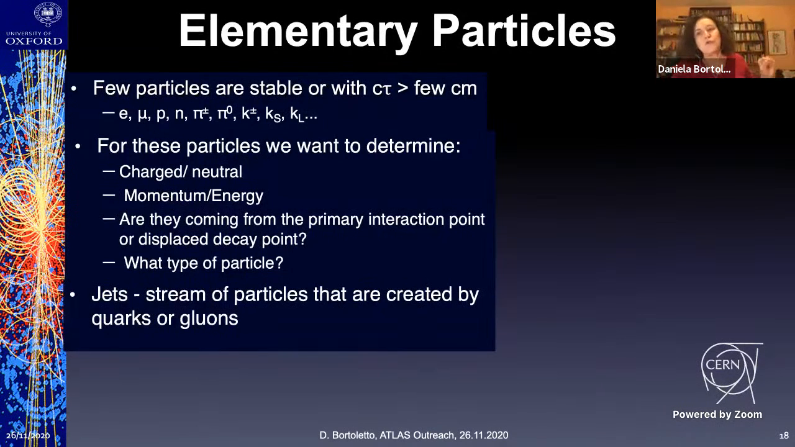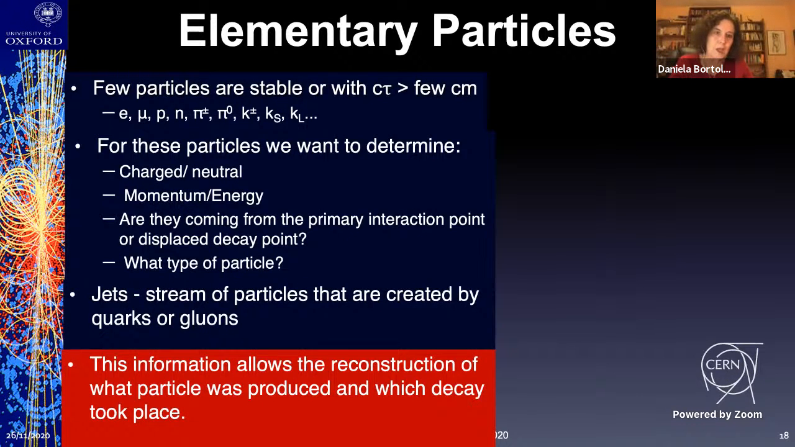And we also want to detect some other particles which are called jets. And these are streams of particles which are created when you have a quark or a gluon in your detector. So this information allows a reconstruction of what particle was produced and which decay took place. So that is really what we are trying to do. And that's where detectors are coming from.